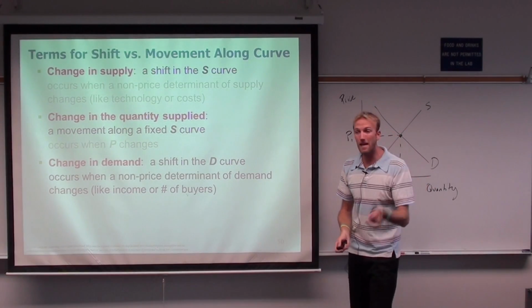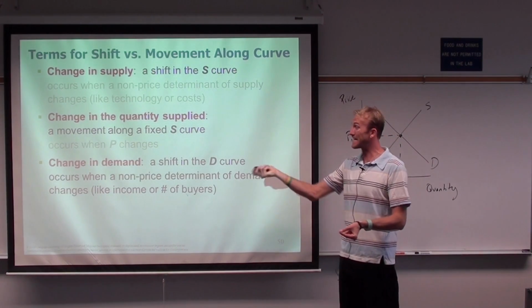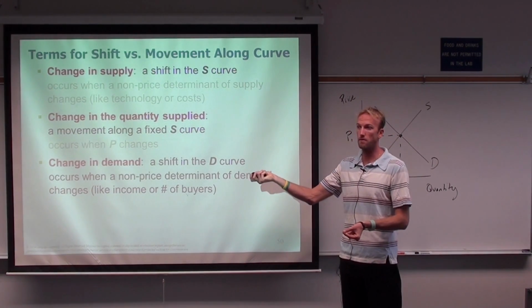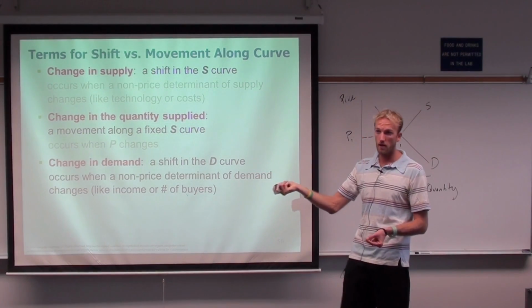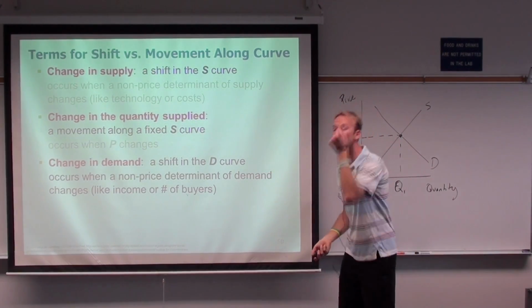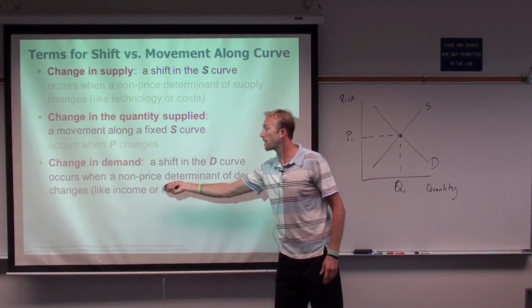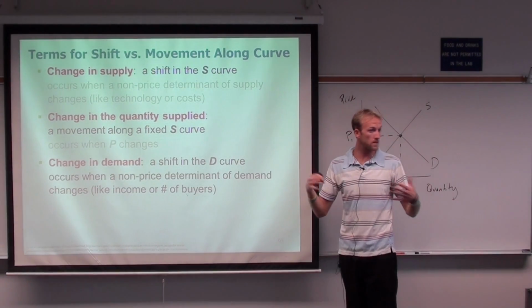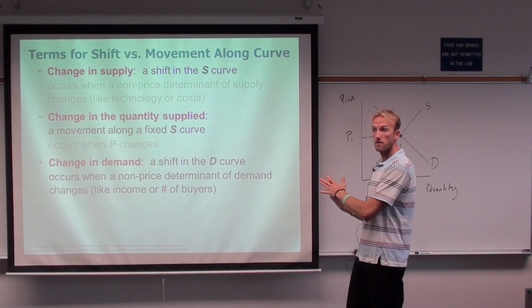So in the example of the market for hybrid cars, what caused the change in demand? Because this did happen in our last example. It was the increase in the price of gas. The increase in the price of gas changed people's preferences or tastes. That's a non-price determinant, people's preferences or tastes. The demand curve shifted.